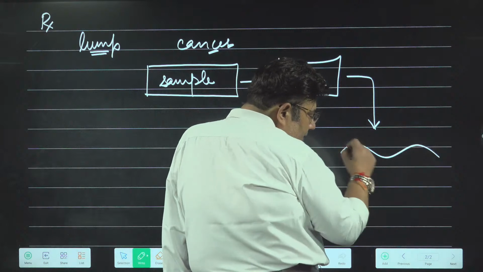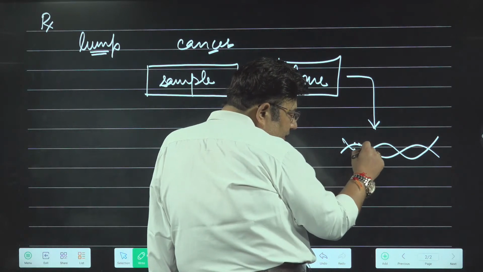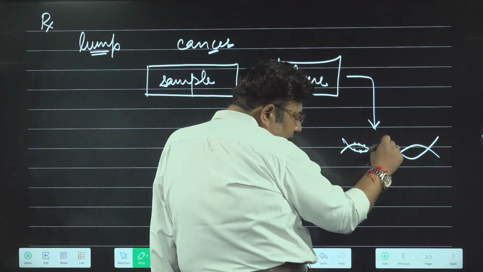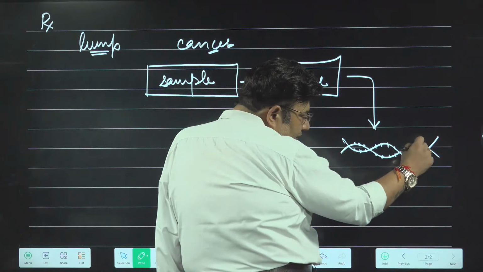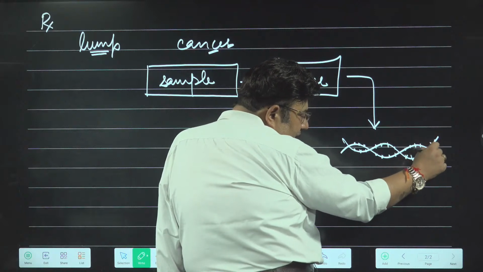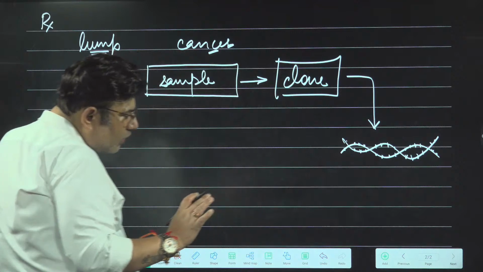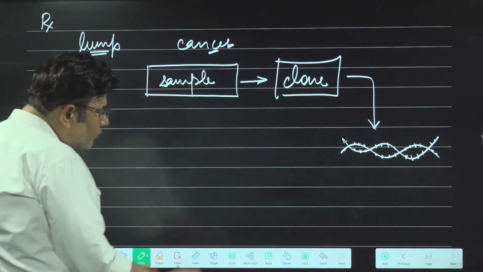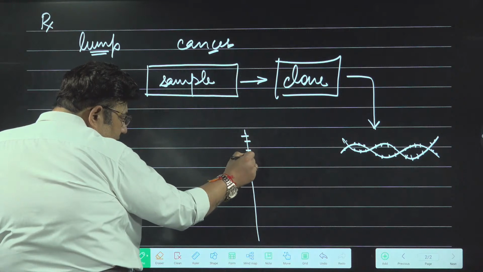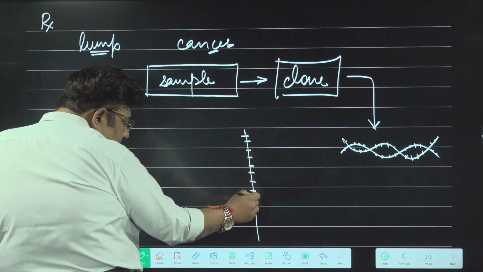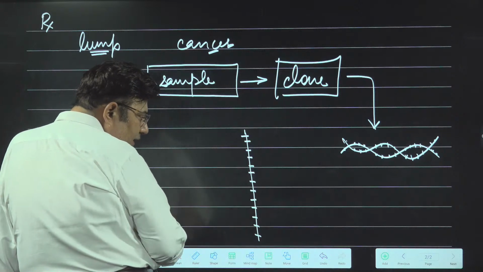Now DNA is double-stranded, as we know. There are complementary base pairs, A, T, C, G. Now we have to check whether these base pairs are the same as normal or somewhat different. Normal we already know. So what is normal? One of these strands which is complementary to the other strand, we will prepare in the laboratory. And what preparation is required here?